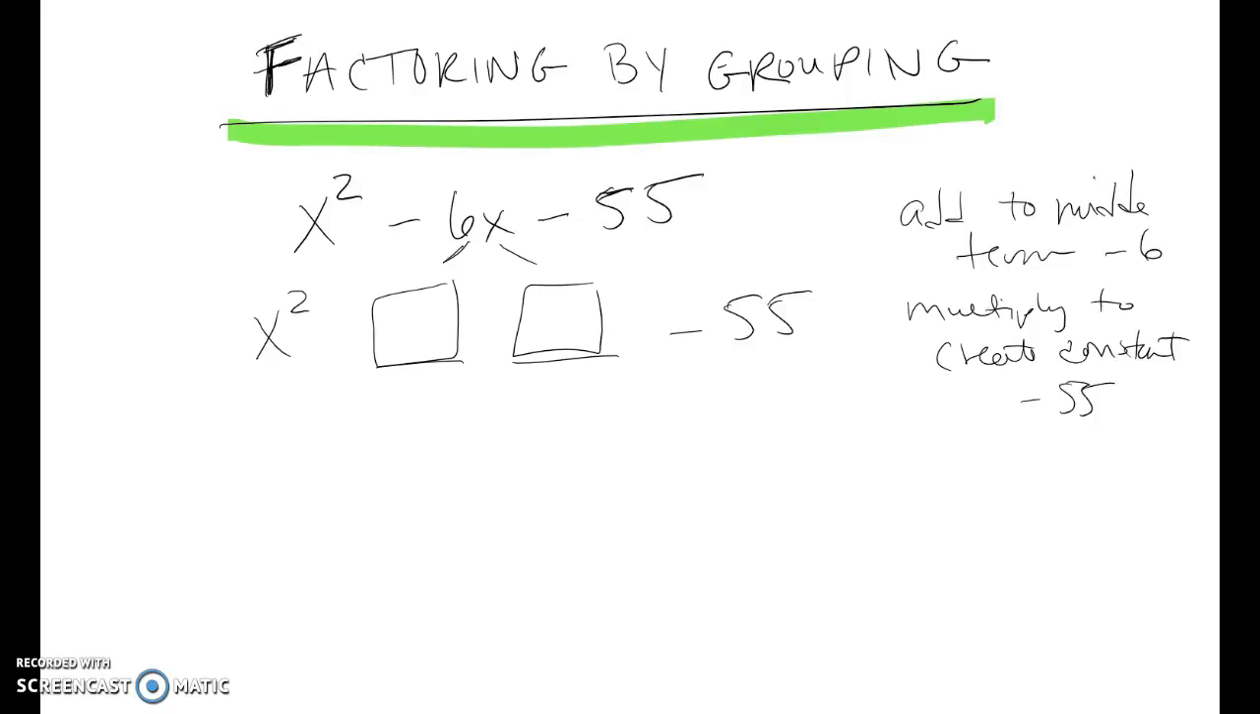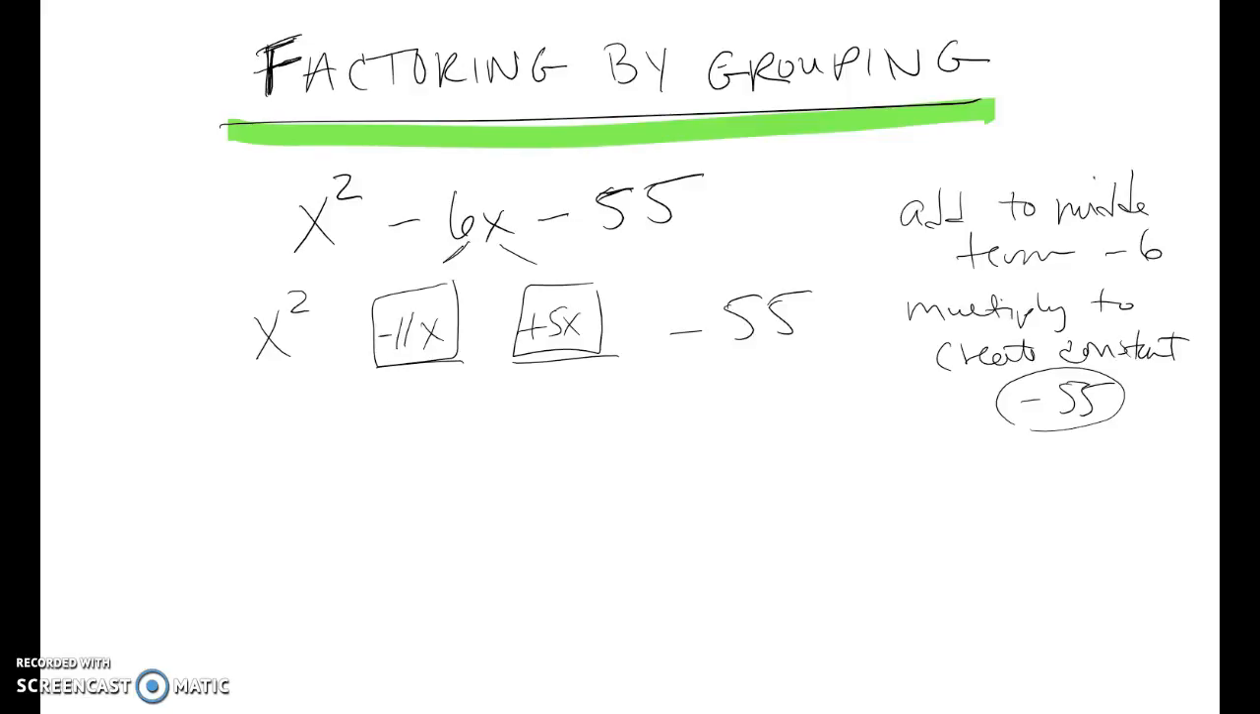So I need to think through two numbers, and the way I like to do it, I start with the one in the back, and I think what makes 55 when I multiply. So I'm thinking 5 and 11, right? Can a 5 and an 11 make a -6? Well, they can if I do -11x and a plus 5x. That would make my -6 when I add them together. So that's step one of factoring by grouping.